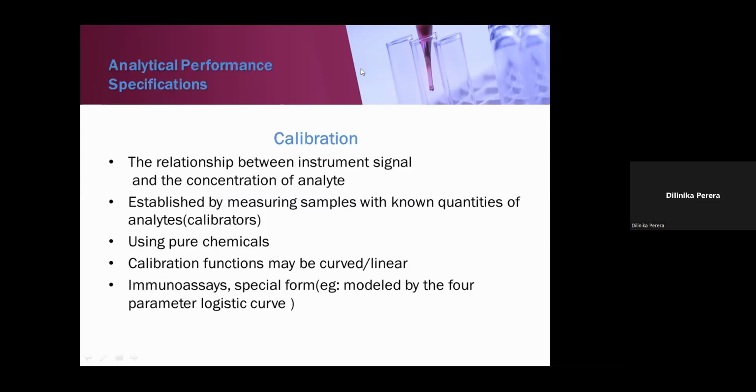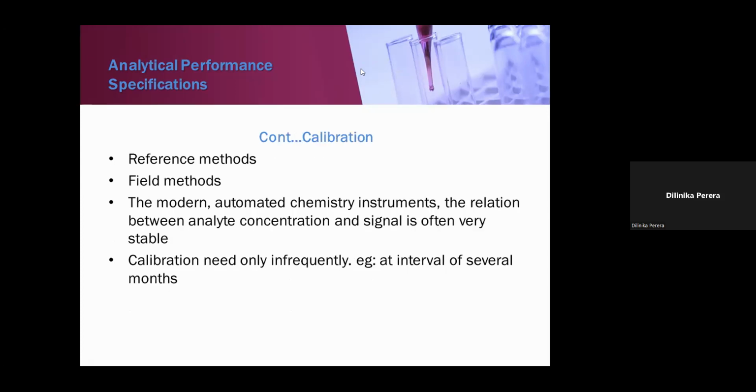First, we are going to talk about calibration. So what do we mean by calibration? That is the relationship between the instrument signal and the concentration of the analyte, measured by samples with known quantities of the analyte, such as calibrators. For calibrators, we use pure chemicals, and these calibration functions may be of different types, curved or linear, depending on the type of analyte. Especially for immunoassays, there are some special forms modeled by 4-parameter logistic curves.